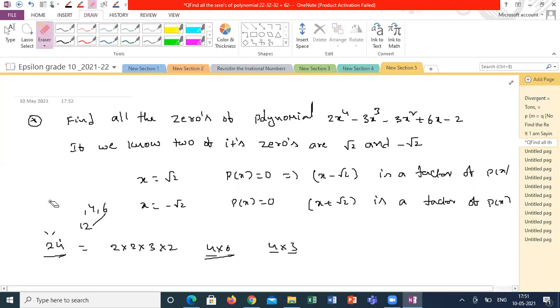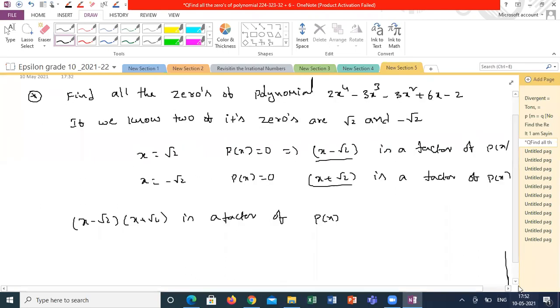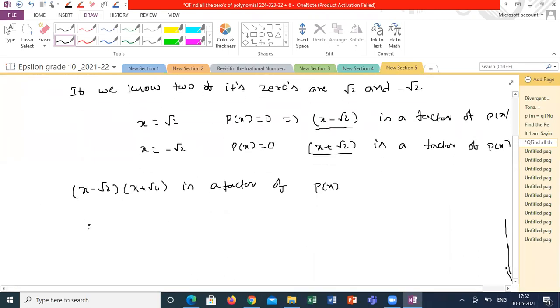Same here also, if these two polynomials are factors of the given polynomial, the product of these should also be a factor. Each is a linear polynomial, the product will be a quadratic, but the given one is biquadratic. So x minus root 2 into x plus root 2 is a factor of p of x. So what is the value of x minus root 2 into x plus root 2? x square minus 2 is a factor.